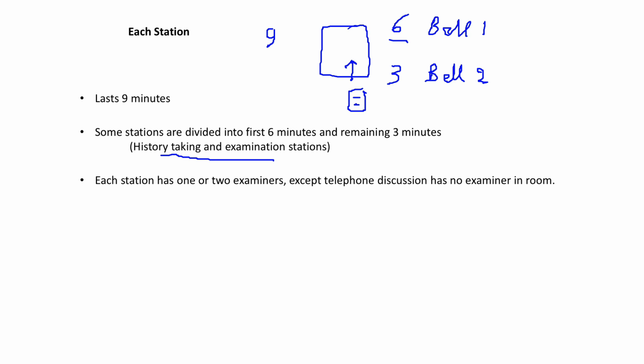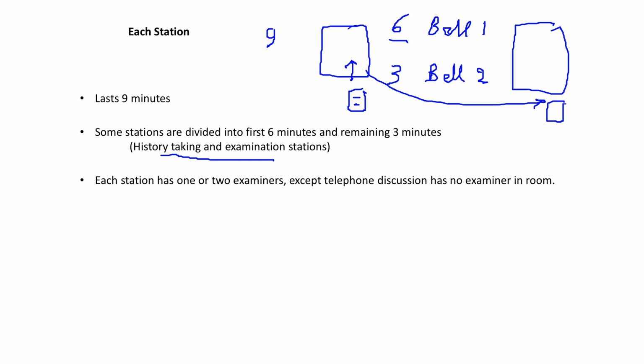Then you have to go to the next station, and you have 1 minute from going from this station to this station. So in this minute you do not read the instructions. When the 1 minute passes, then they tell you, now you can read the instructions.